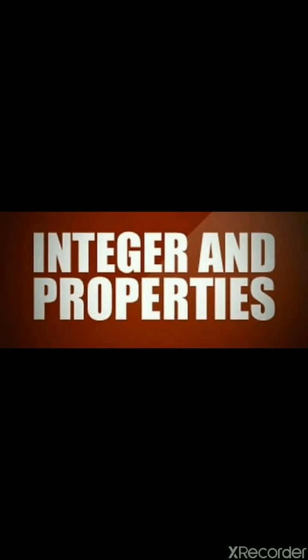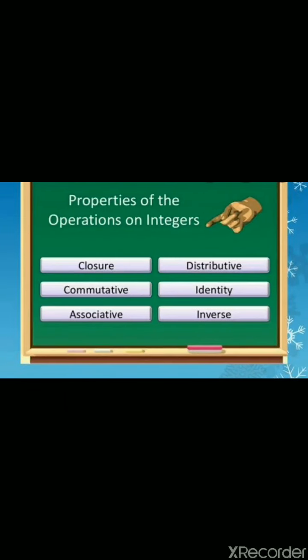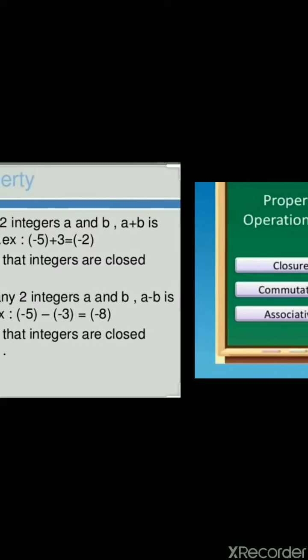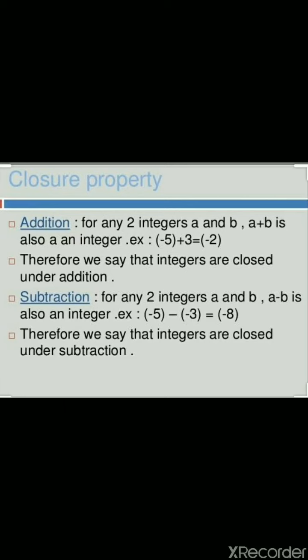Now, properties of integers. Properties of integers are closure property, commutative property, associative property, distributive property, identity, and inverse of integers. Now, first is closure property for addition.